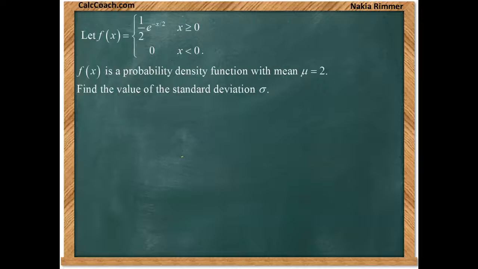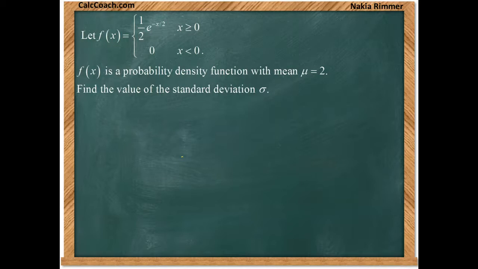Let f of x equal 1/2 e to the negative x over 2 as long as x is greater than or equal to 0, and then the function is 0 as long as x is less than 0. We're told that this is a probability density function, and conveniently we're told that the mean is 2. And we're asked to find the value of the standard deviation. The symbol is sigma.